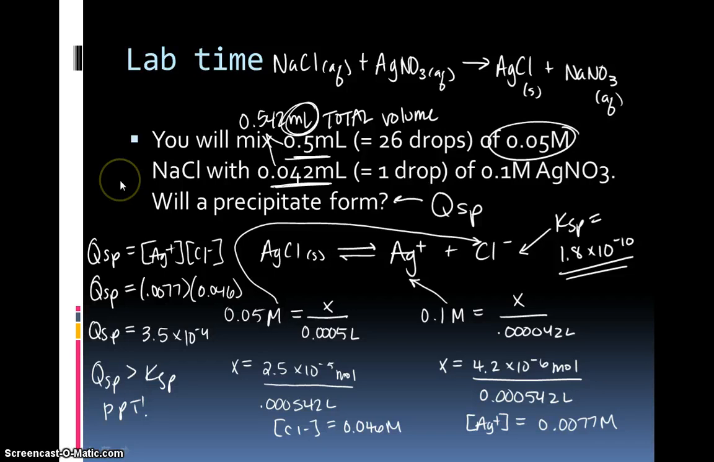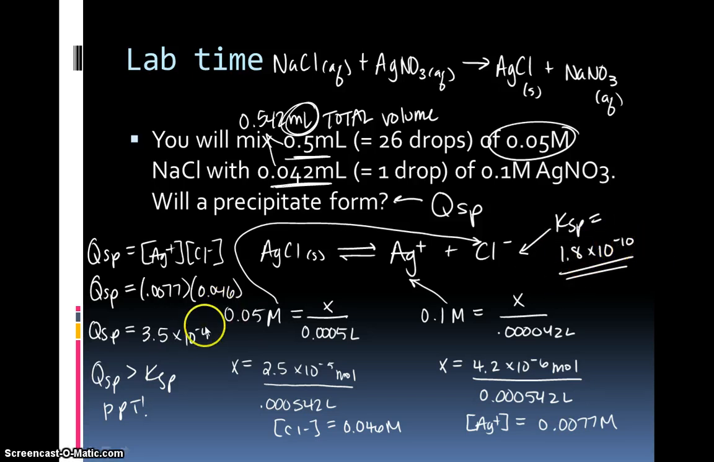QSP just means it's the ion product, and so it's looking at what the actual amount of Ag and Cl ions is, so that we can determine if it's greater than or less than the KSP value provided in the textbook. I put the 0.007 in for my Ag, and I put the 0.046 in for my Cl, and I multiply them by each other, and that gives me a value of 3.5 times 10 to the negative 4th. I went into a textbook, and I found that the KSP for AgCl is actually 1.8 times 10 to the negative 10th.